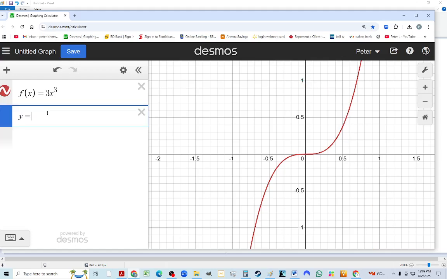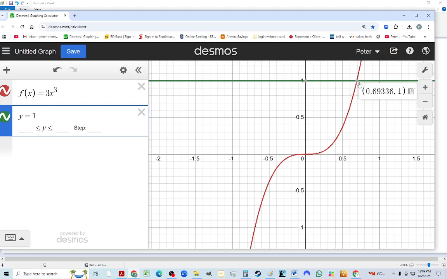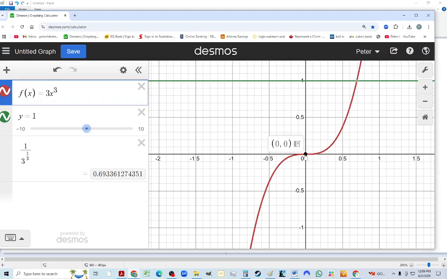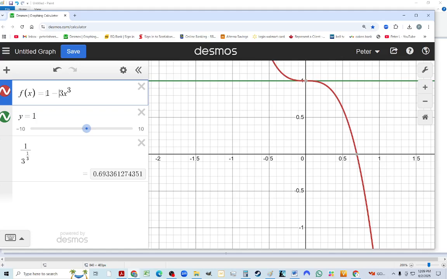If I put y equal to 1 here, it will show me the x point, 0.69336, which happens to be 1 divided by the cube root of 3, which is 3 to the power of a third. It's the same value. So indeed, my integral goes from 0 on my x all the way to y. And when I flip it, the area that I'm interested in is this area here as I rotate it around the graph.